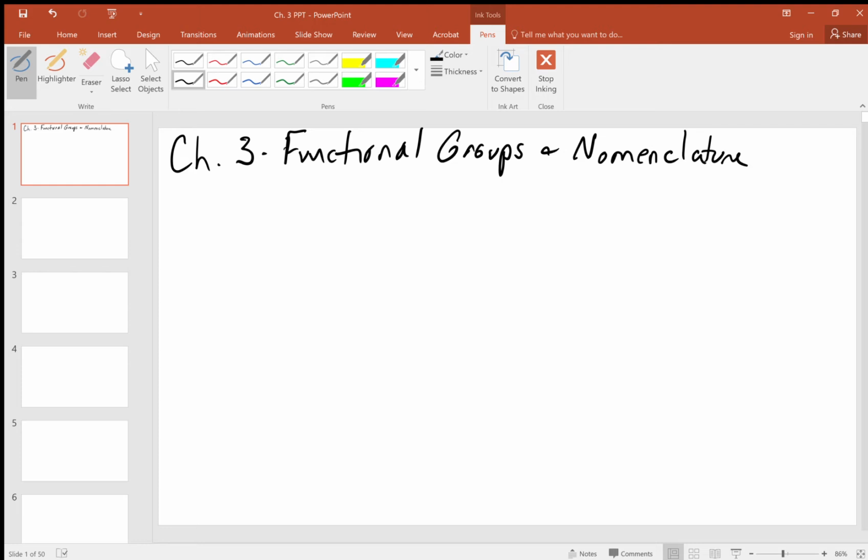As we move throughout organic 1 and 2, what will happen is that we will study each of these functional groups in turn. When we study each of those functional groups, we will cover the nomenclature for those functional groups. But all of that nomenclature that we're going to learn is going to be based off of what we do today.